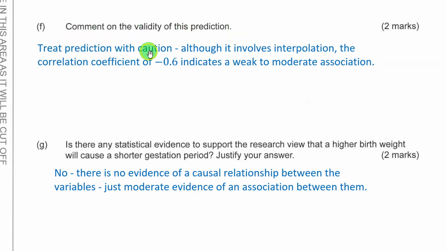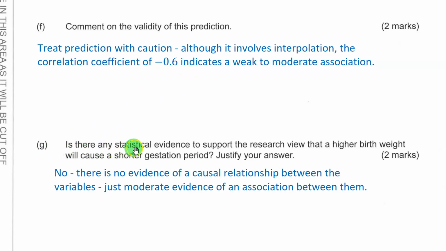We should treat it with caution because although it involves interpolation, the correlation coefficient of negative 0.6 indicates weak to moderate association. So for your 2 marks, we're always trying to get in whether it involves extrapolation or not, and the strength of the correlation.